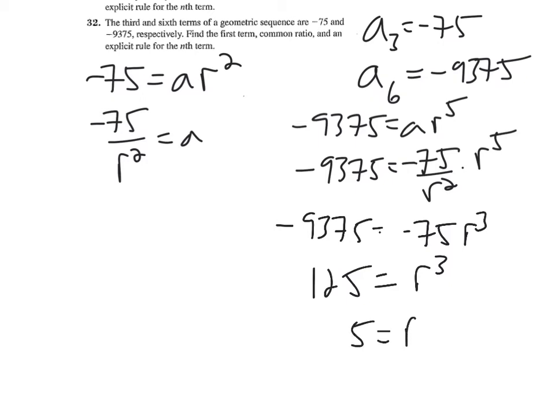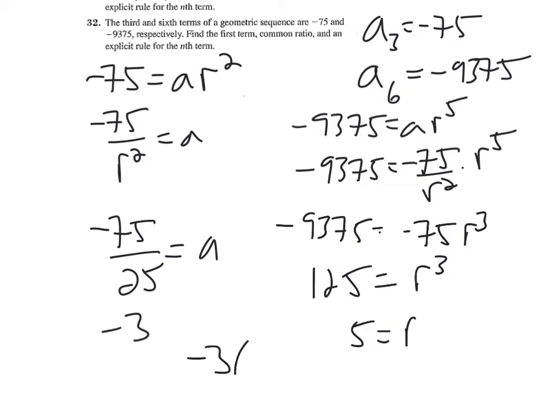And since I know r is 5, negative 75 over 25, because it's r squared, is what the first term is. So that's negative 3. So negative 3 times 5 to the n minus 1, and we've got that term. Okay, so that's okay.